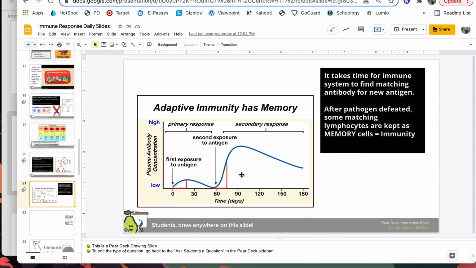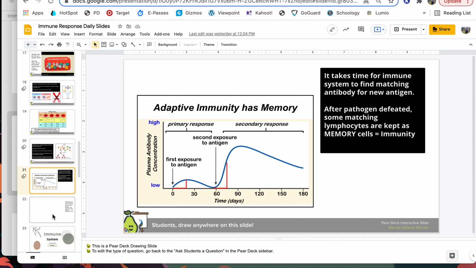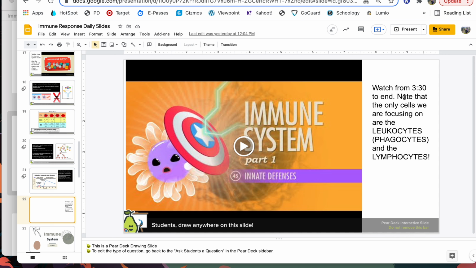Obviously, some things we stay immune to, others we don't. That is due to mutation. We'll talk more about that, how diseases can mutate, which makes our memory cells no longer work, because now they have new antigens.